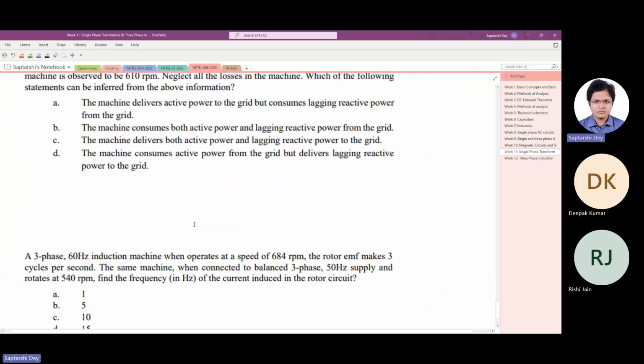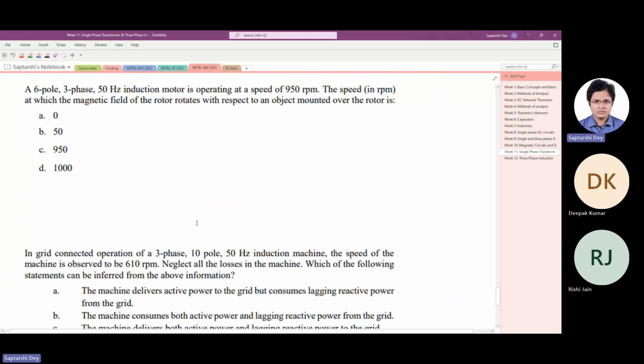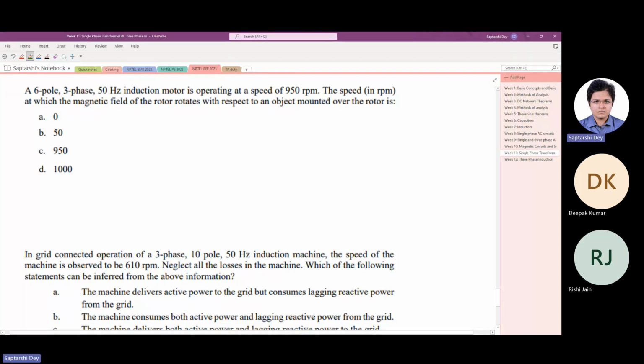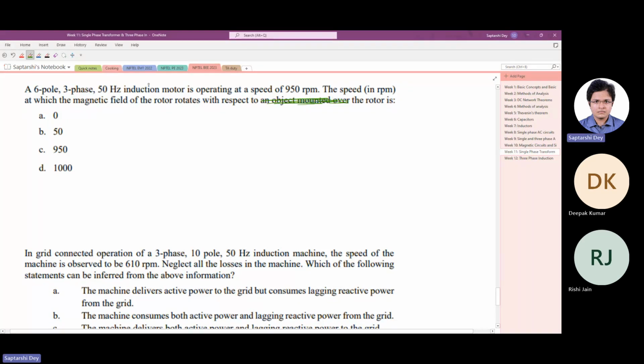Okay, now induction motor. So that's all for transformers. Now the induction motor. First question: a 6-pole 3-phase 50 Hz induction motor is operating at 950 rpm. The speed at which the magnetic field rotates with respect to the rotor. This is not a scientific way to talk about these things. Just say with respect to the rotor, or sometimes we call it the rotor reference frame.